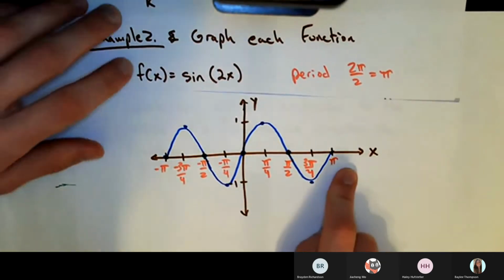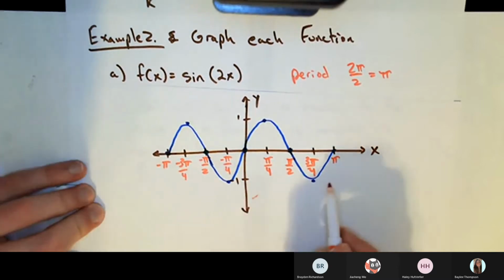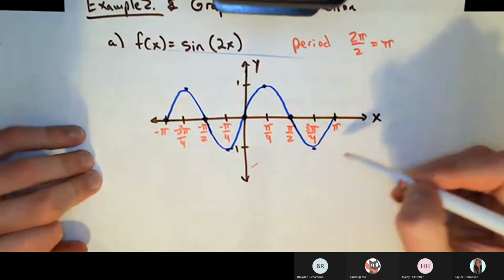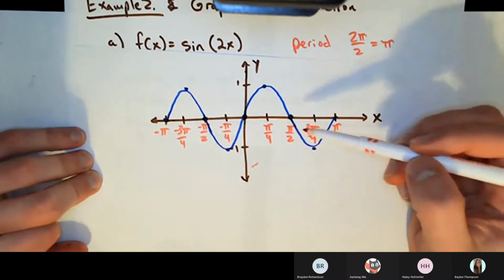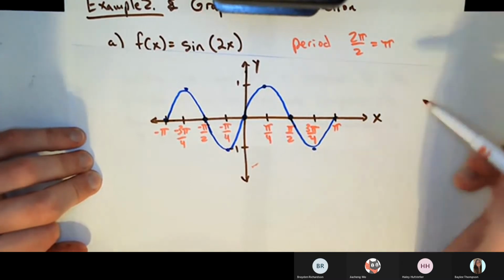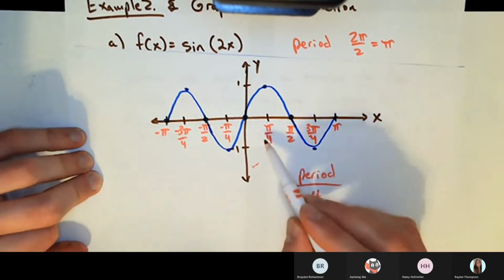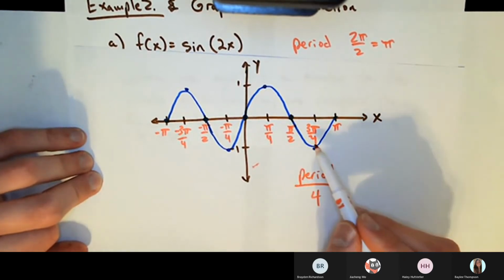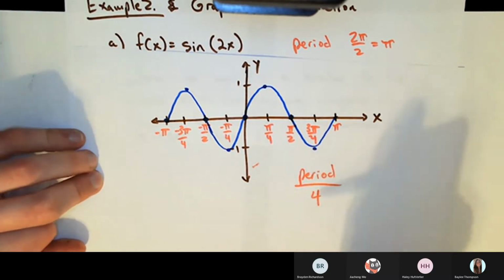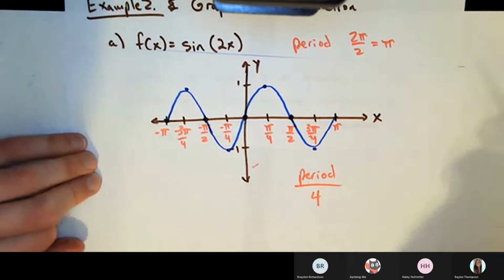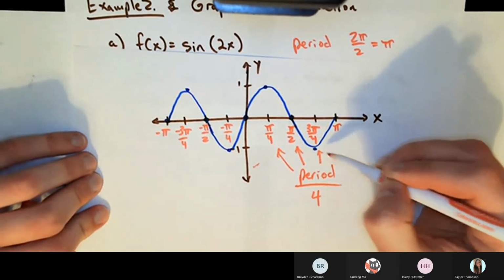So by the way, just real quick, how did I find these values to graph one period? Because we're used to seeing pi on 2, pi, 3 pi on 2, and 2 pi. Well, I take period divided by 4. That's what I did. So pi on 4, and then you just count by pi on 4s. Pi on 4, 2 pi on 4, 3 pi on 4, 4 pi on 4, which is pi.